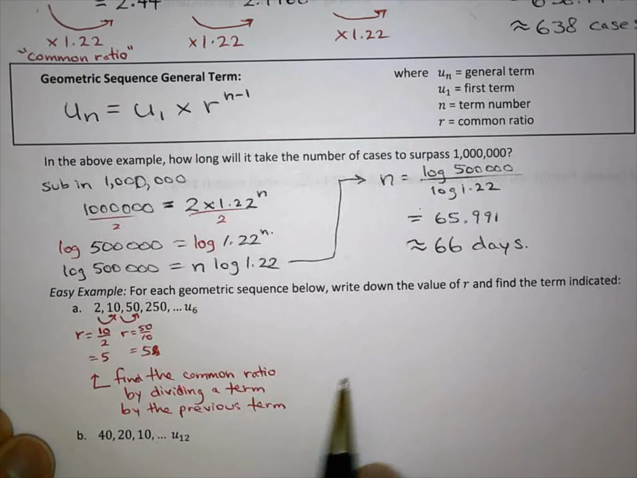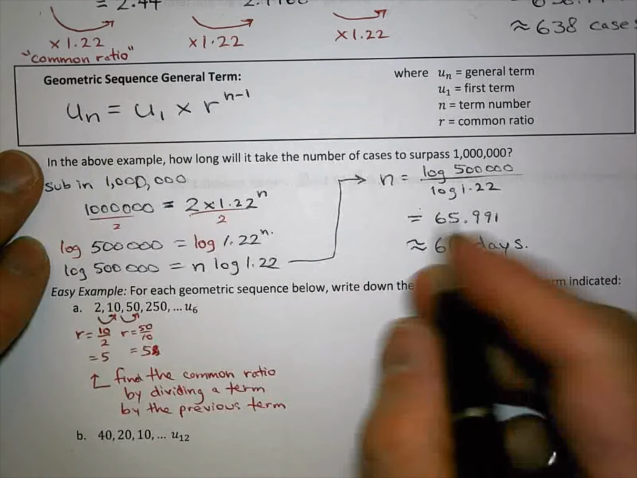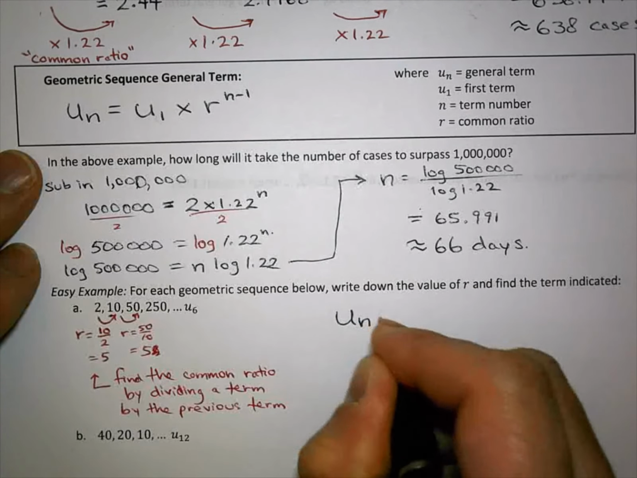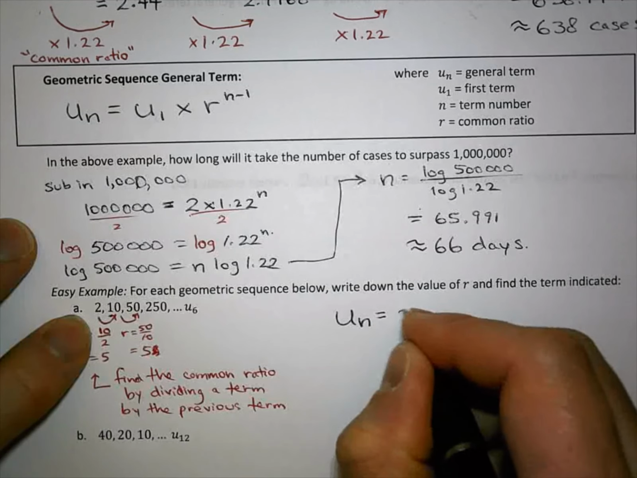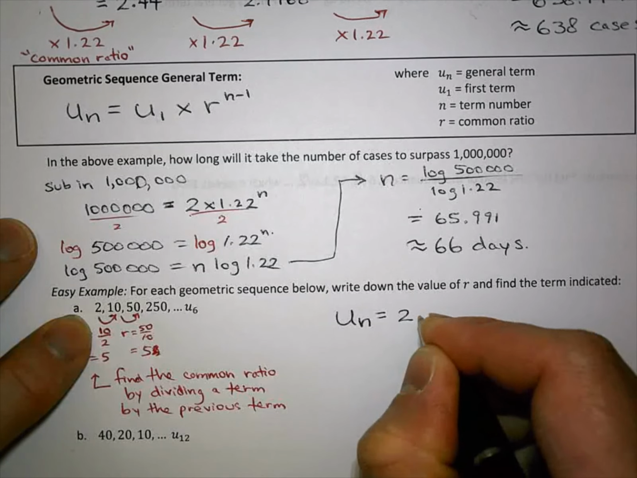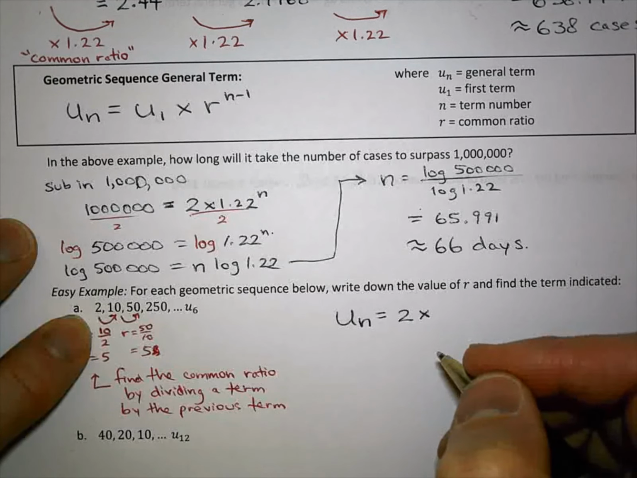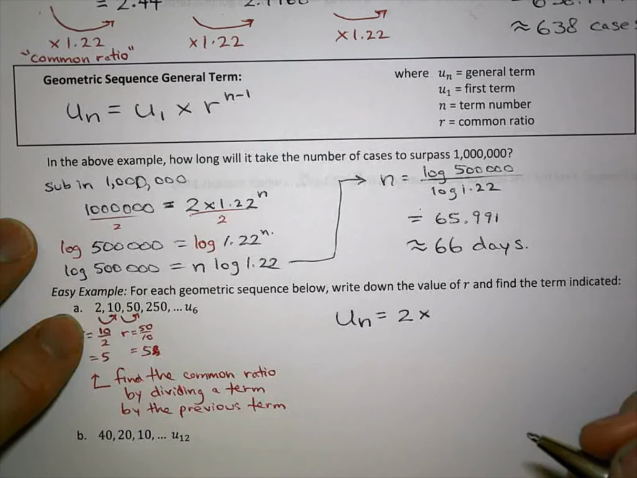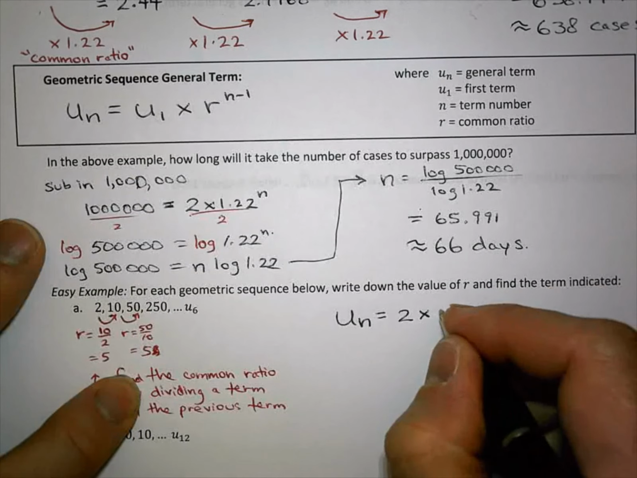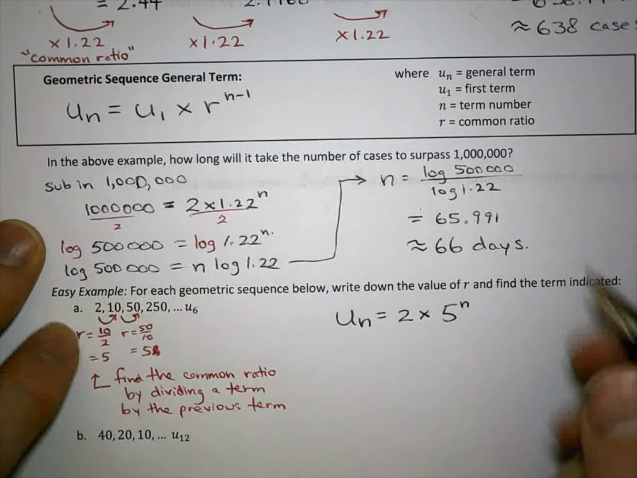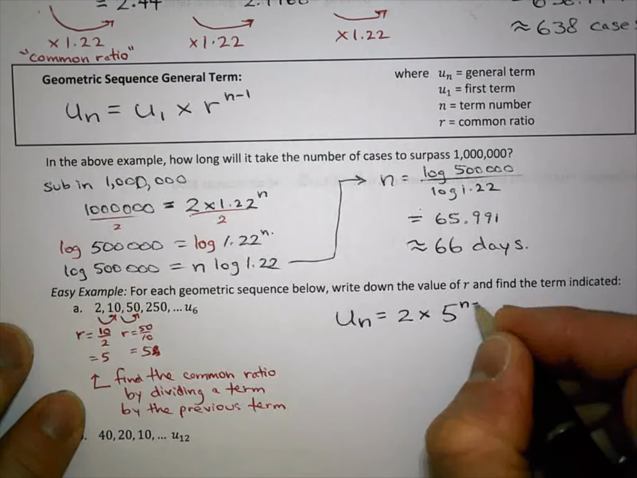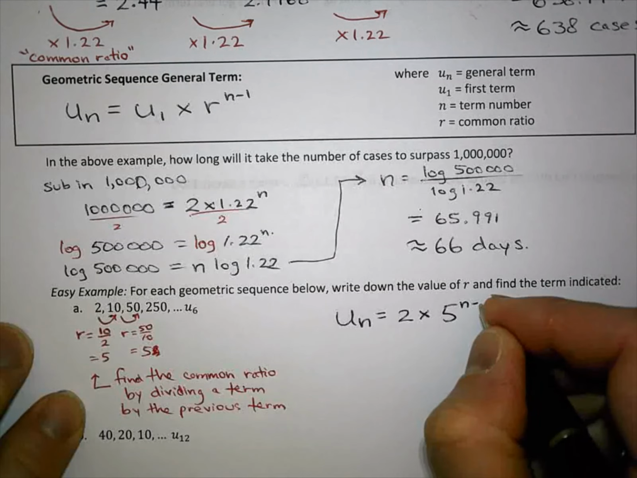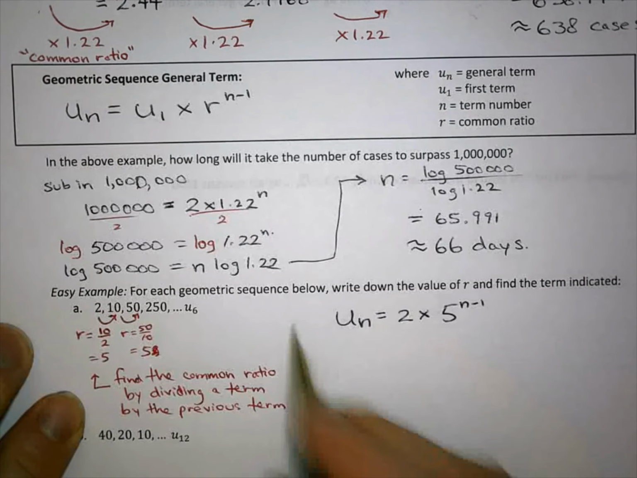So now if I want to use my formula, to find the general term, so that is any term, I would take the initial term, which is 2, and multiply it by the common ratio 5 to the power of n minus 1. So that's my general term now.